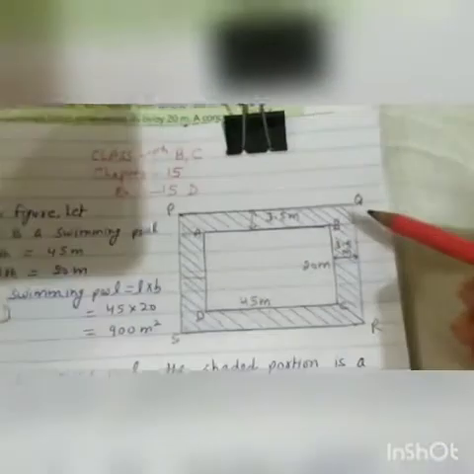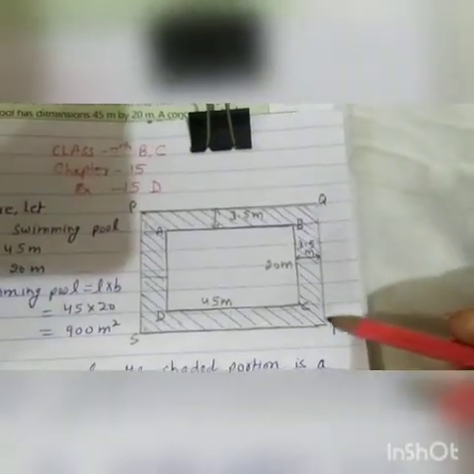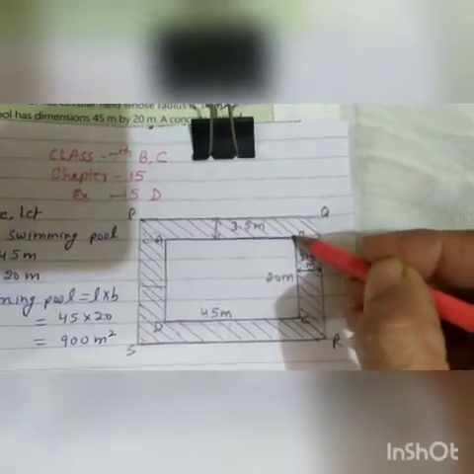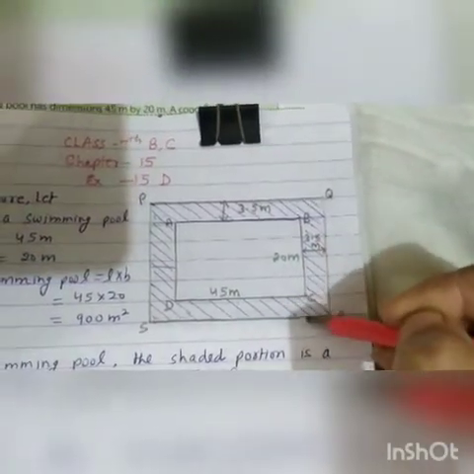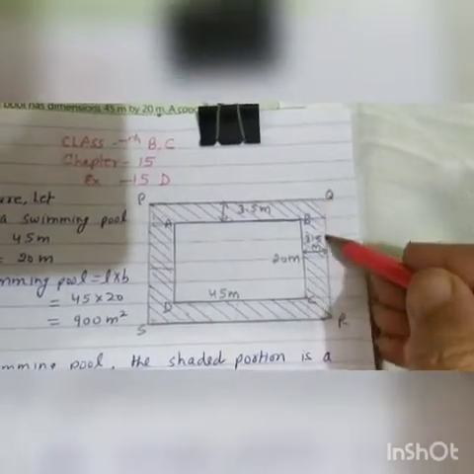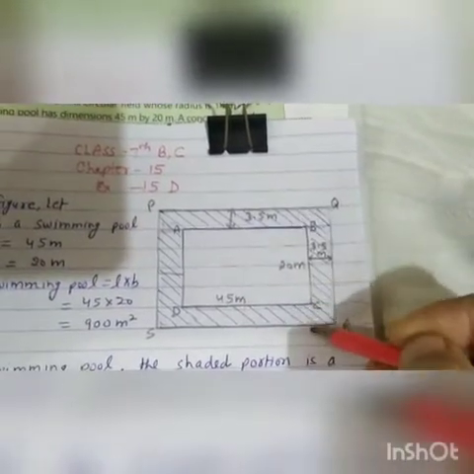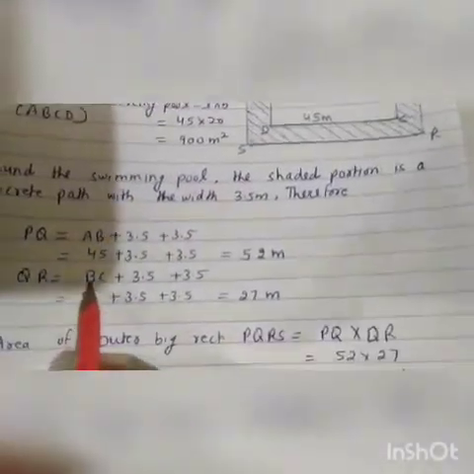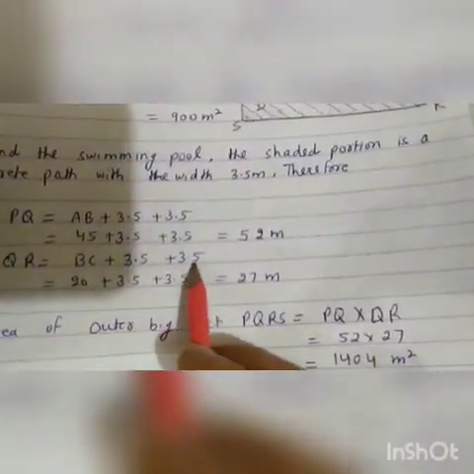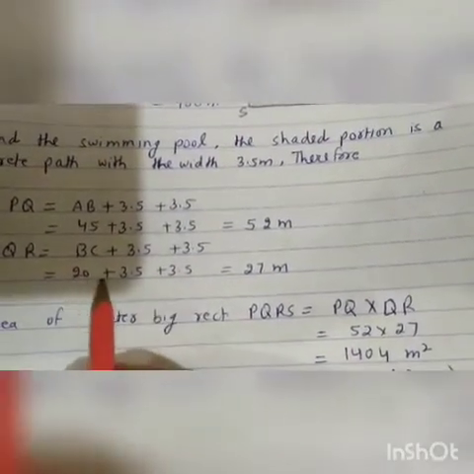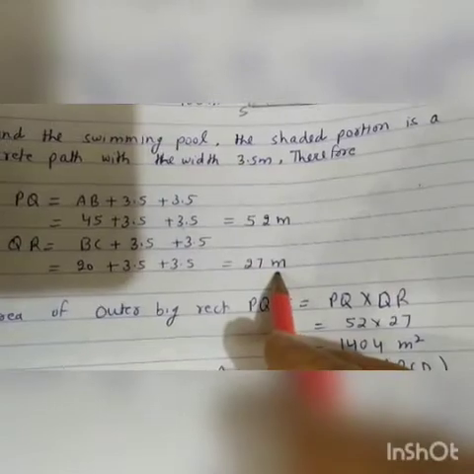In the same way, now this QR. Again, this BC is 20 meter. 3.5 meter this side and 3.5 meter this side. So this QR will be this 20 plus this 3.5 plus this 3.5. So QR is equal to BC plus 3.5 plus 3.5. 3.5 and 3.5 is 7. Then 20 plus 7, it is 27 meter.